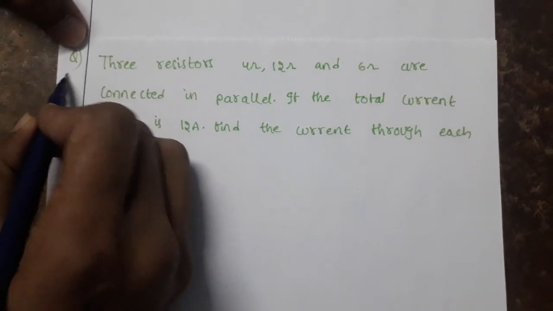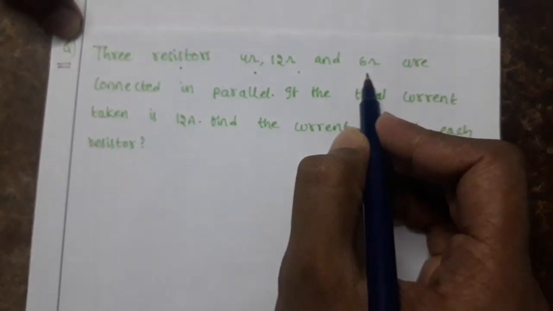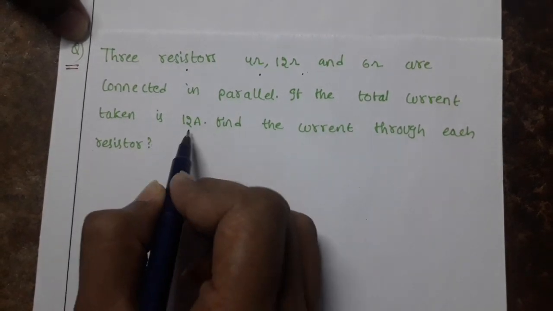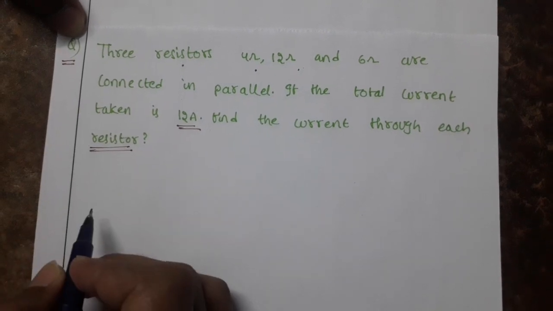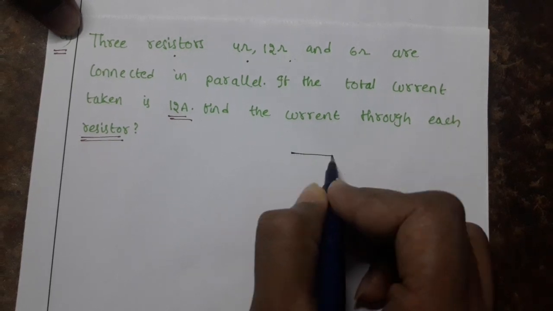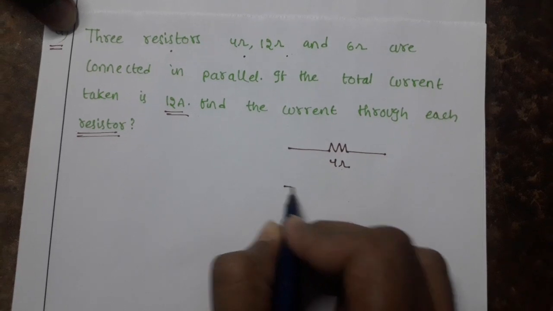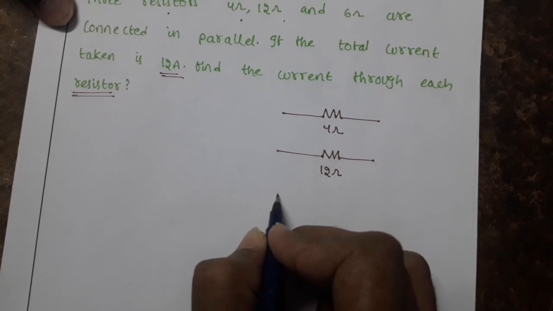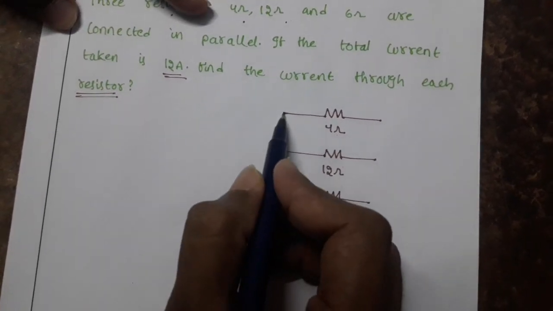Friends, for this question, 3 resistors of 4 ohm, 12 ohm and 6 ohm are connected in parallel. If the total current taken is 12 amperes, find the current through each resistor. Here they have given 3 resistors in parallel, so I am drawing the circuit diagram. This is resistor 1 of 4 ohms resistance, this is resistor 2 of 12 ohms, and this is 6 ohm resistance. I am connecting these 3 in parallel.